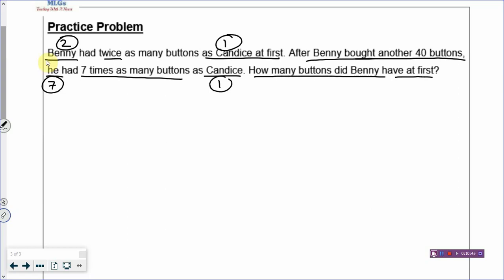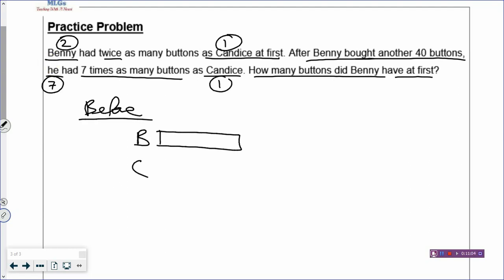So how do you draw the before and after? Now, in this question, you can see that Benny bought some buttons, but Candice did not buy any buttons. So who is unchanged? Candice's buttons are unchanged. Alright, so let's draw out the before model. Benny and Candice. So Benny had twice, draw a rectangle cut into 2 boxes, and Candice has 1 box. Right? That's your default.